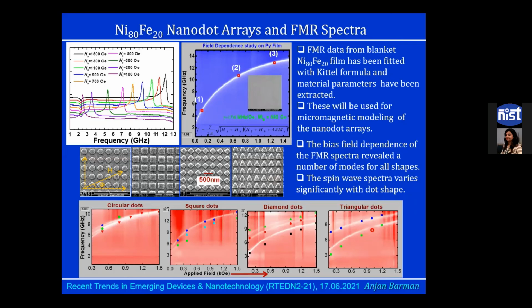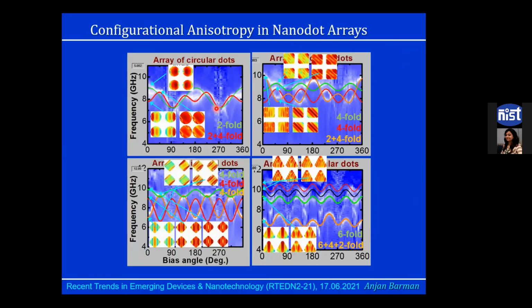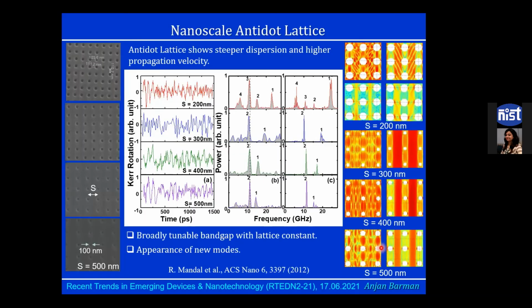And here we can do the field variation and the bias field orientation variation. And you can see it goes from 2, 4, 2 plus 4, here 4, 4, and 2 plus 4. And finally, you have 6, 4, 6 plus 4 plus 2. Different kinds of rotational symmetry you can observe from this measurement.